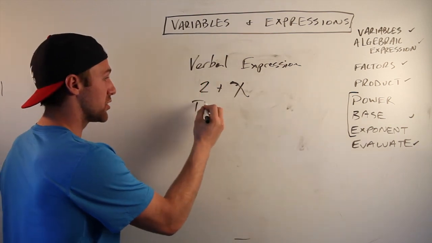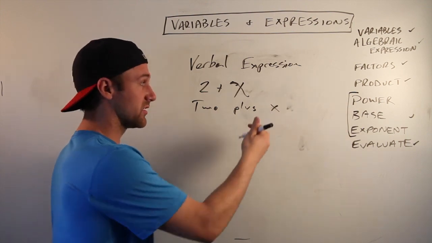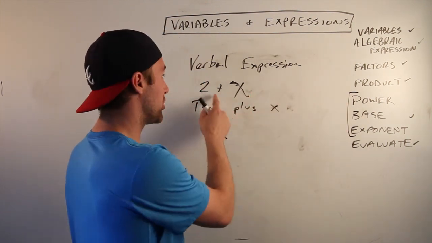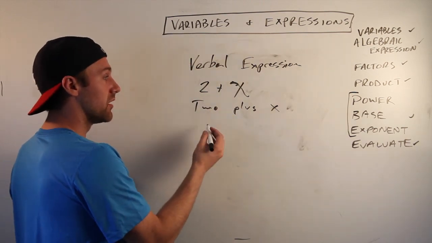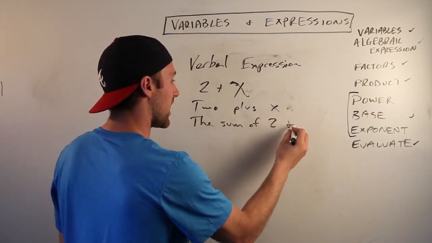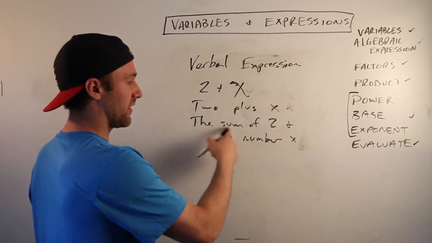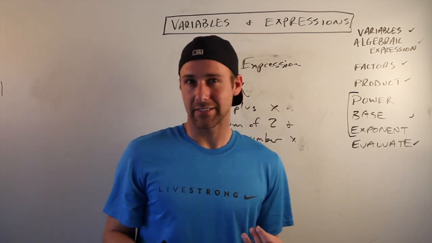You would say 2 plus x, or you could say 2 plus a number x, because we don't know what x is. We could just assume it's a number. It's not going to be 2 plus a bird, okay? 2 plus x, or you could say the sum of 2 and a number x, or you just say the sum of 2 and x, okay?